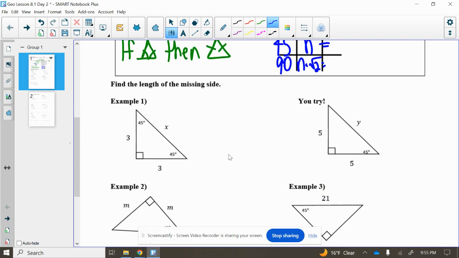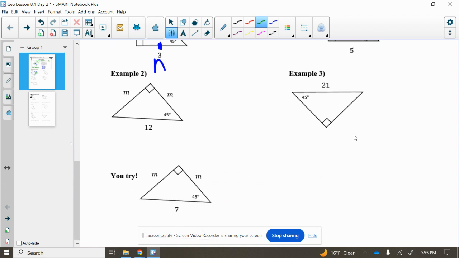So how does this look? Okay, well, if again we are given one of the legs, we can just take that value and multiply it by the square root of 2 to find x. So if my n is 3, I just need 3 times the square root of 2 as my hypotenuse. You try this next example.